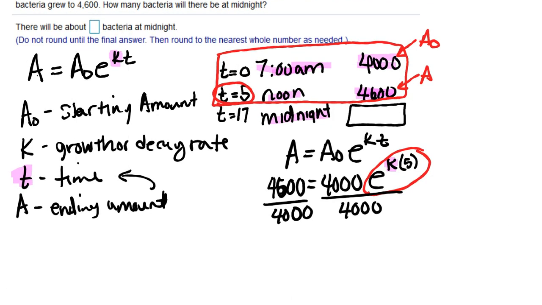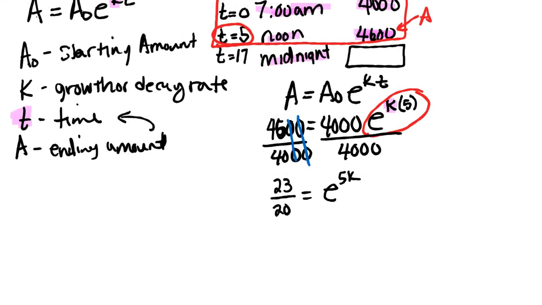Okay, I can reduce that a little bit. These zeros cancel out, and I have 46 over 40. See, those are both even, so 2 into 46 would go 23 times, and 2 goes into 40 20 times. I have e to the 5k. Then I solve this exponential equation by taking the log of both sides.